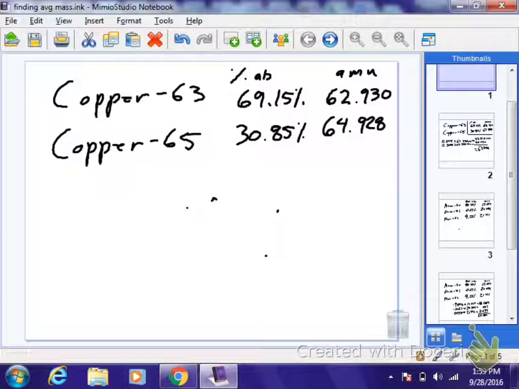So if you notice, there is a weight up here. And that weight is, there's just one weight. Over here I have 2 weights. Copper-63 has a weight. Copper-65 has a weight. But up here, there's an atomic mass that has 1 weight.